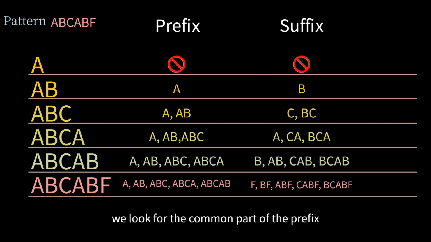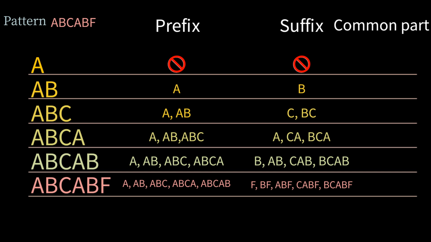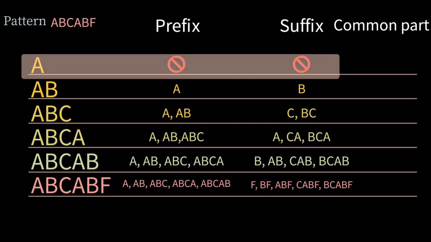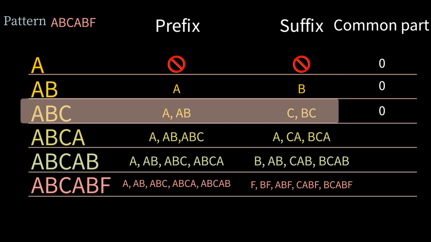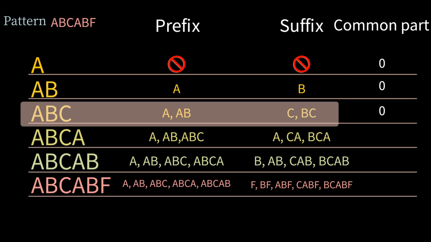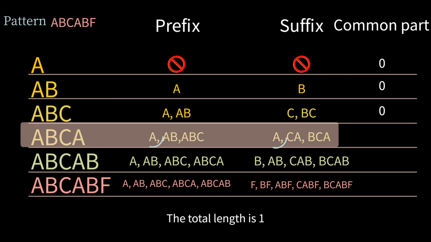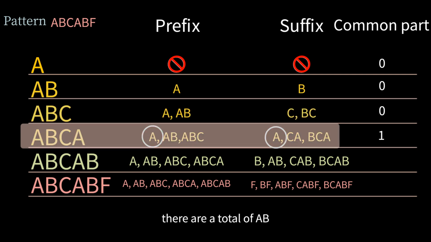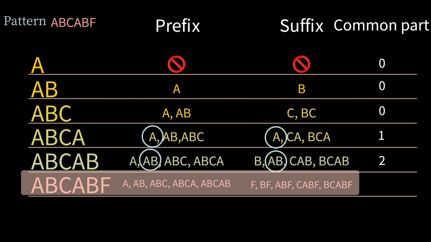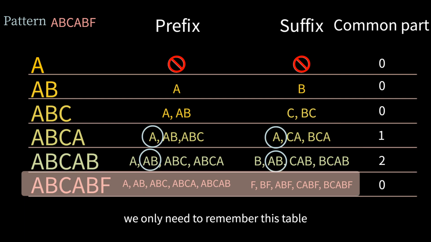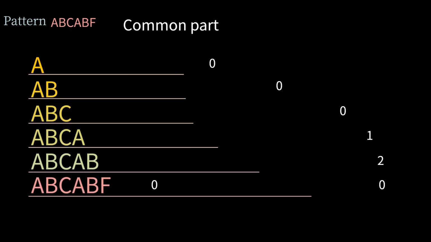Next, we look for the common part of the prefix and the suffix. For the first row and the second row, there is none. Then there is none in the third row either. In the fourth row, there is an A. The total length is 1. Next, there is AB, and the length is 2. In the end, there was none. Well, we only need to remember this table.